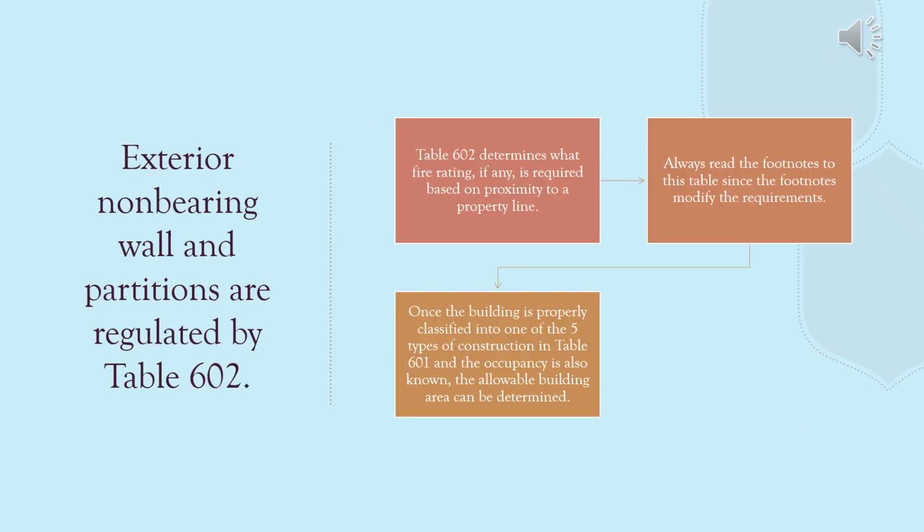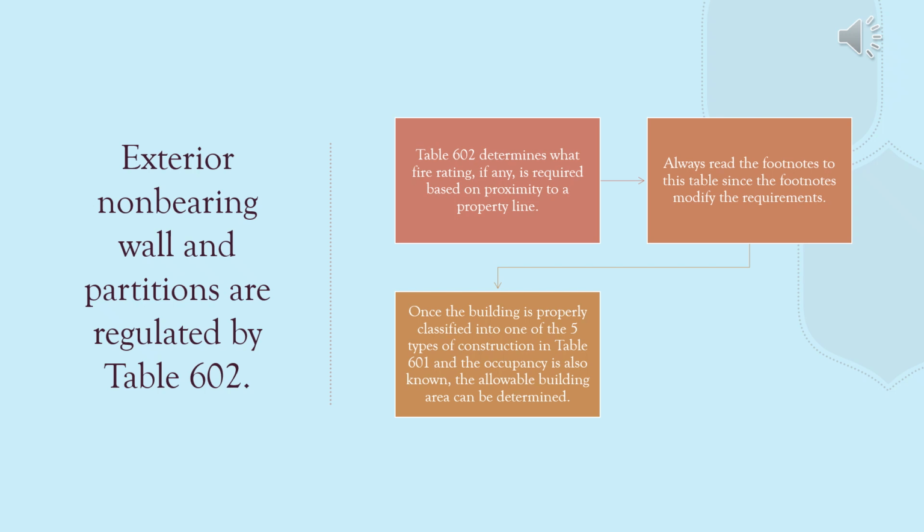Again, staying in Chapter 6 of the IBC, the exterior non-bearing wall and partitions are regulated by Table 602. So 601, 602, 603. Table 602 determines what fire rating, if any, is required based on proximity to the property line. Always read the footnotes in this table, since the footnotes modify certain requirements.